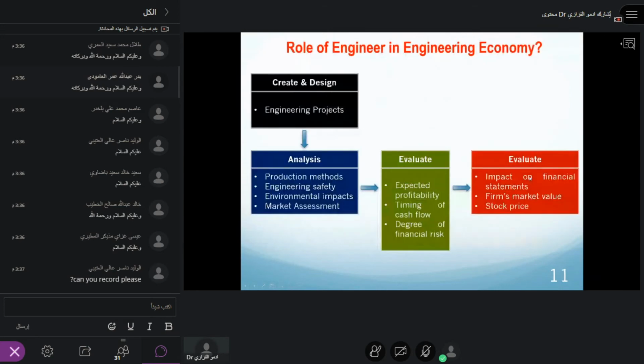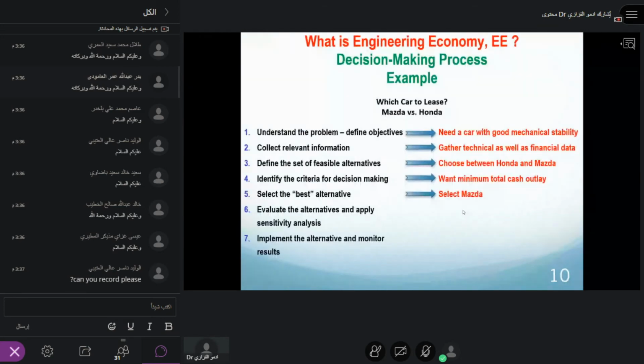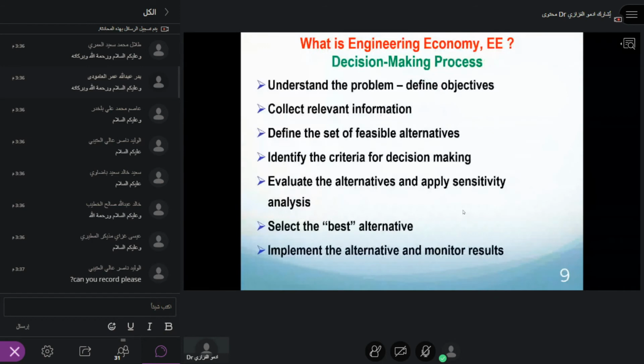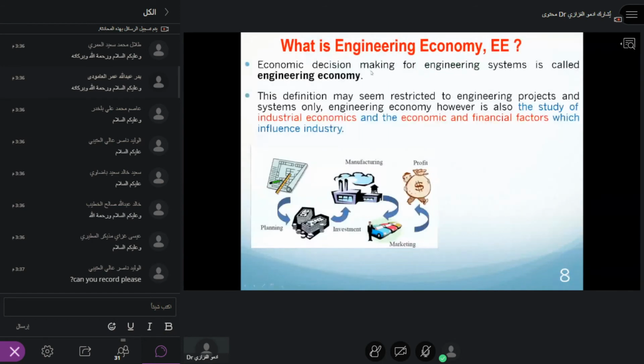Now, what is an alternative? In the quiz or in the exams, these are the kind of things you'll be expecting. What is engineering economy? How do you define it? Engineering economy involves industrial economics and other financial factors that influence the industry, true or false. Or maybe which of these is not part of engineering economy. Maybe they will say manufacturing and profit. Is it part of engineering economy or not? You choose true or false for this.